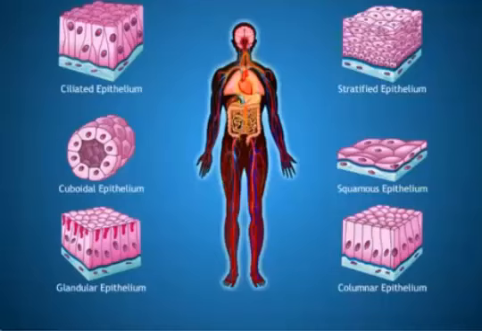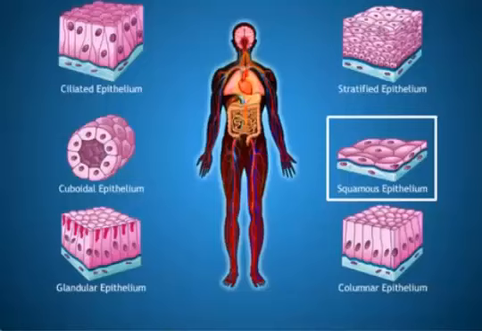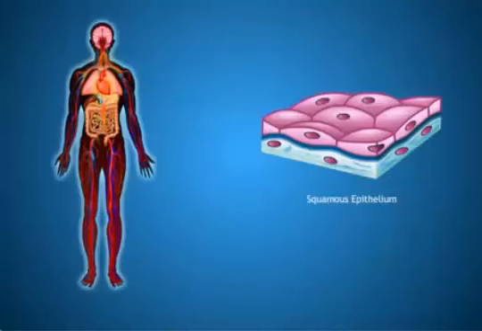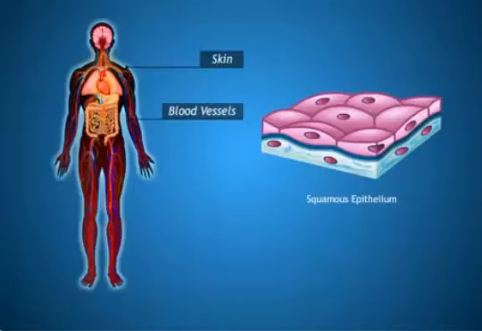Let's first look at squamous epithelium. Squamous epithelium has flat and thin cells. These cells group together and do not have intercellular spaces between them. They are found in the outer layer of the skin, lining the cavities of ducts, blood vessels, and the chambers of the heart, and provide mechanical support.